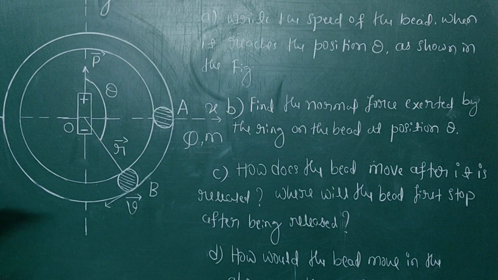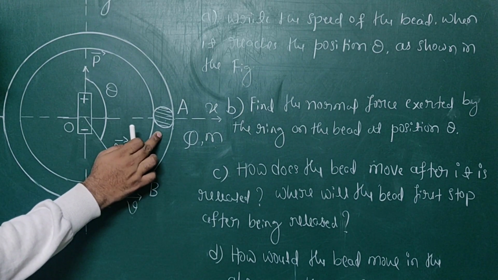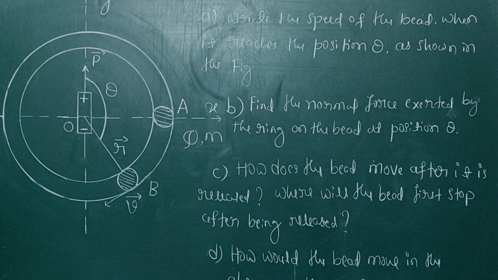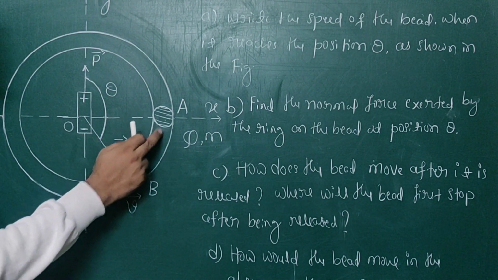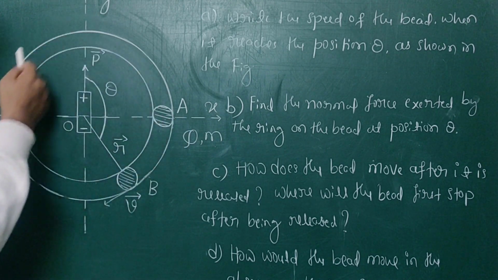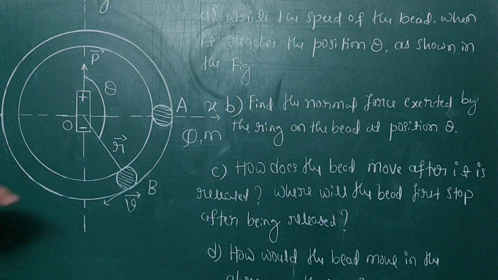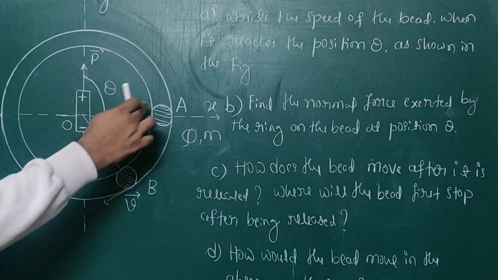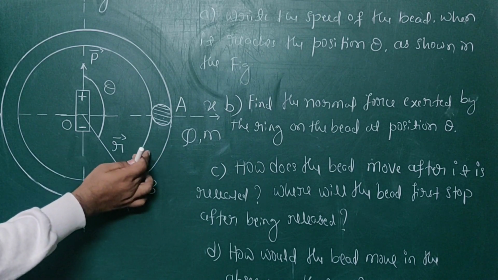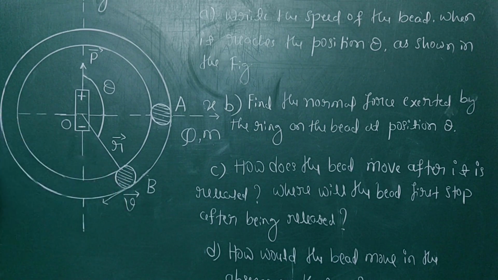In this problem we have a small electrically charged bead of charge q and mass m. Initially, the bead is placed at point A on the frictionless insulating circular ring. That is, the ring does not offer any friction for the motion of the bead on it. At the same time, as the ring is made up of insulating material, there is no electric contact between the ring and the charged bead.